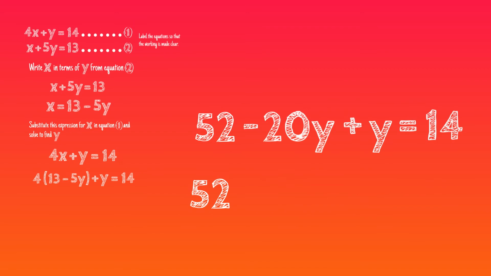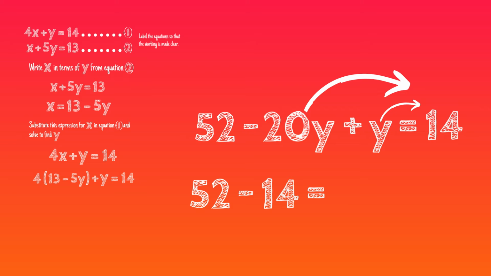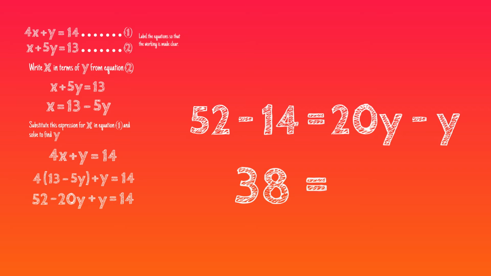52, we take the 14 from the right side of the equal sign and it becomes a negative 14. So it becomes 52 take away 14 equals, we take all the y terms to the right of the equal sign. So the negative 20y becomes positive 20y. The positive y becomes a negative y. So now it's 52 take away 14 is equal to 20y take away y. 52 take away 14 gives us 38, which is equal to 20y take away y gives us 19y.